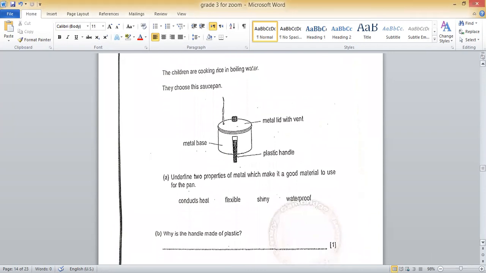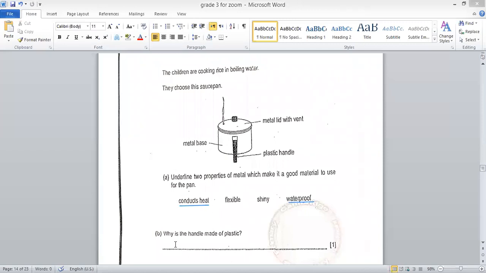The children are cooking rice in boiling water. They choose this saucepan. Underline two properties of metal which make it a good material to use for the pan. I use it for cooking, so it should conduct heat. Metal is a conductor of heat, and waterproof, as we are putting water inside it.